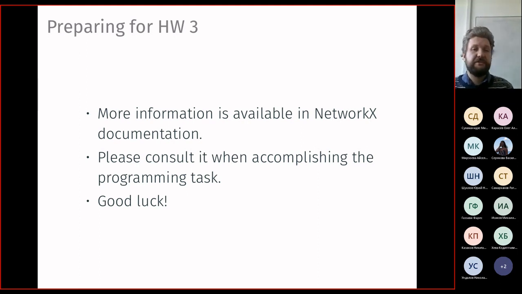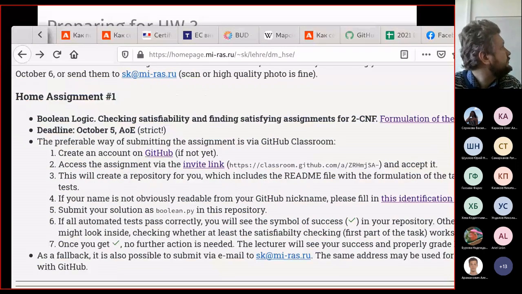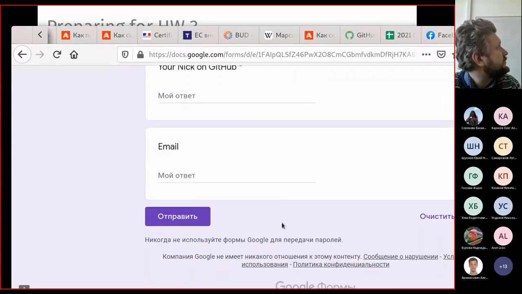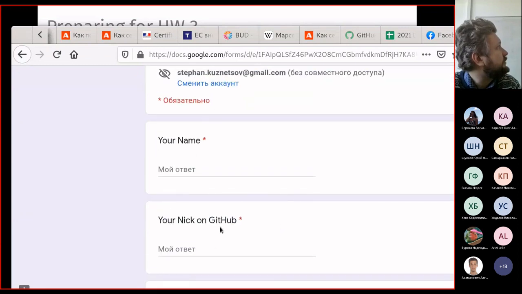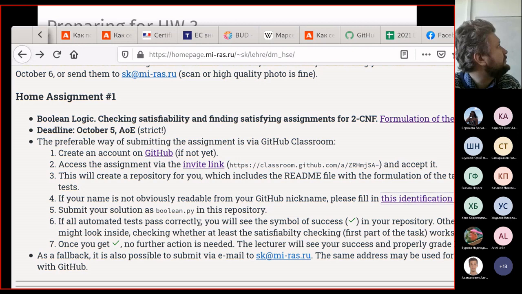So there are several points. Maybe I will show it also here. You can see that here there is an instruction on how you should submit it via GitHub. And here is the identification form. If you open it, you will see something like that. Here you will say your name and nick on GitHub, and this is optional. You can also put your email here if you wish to have some extra identification.